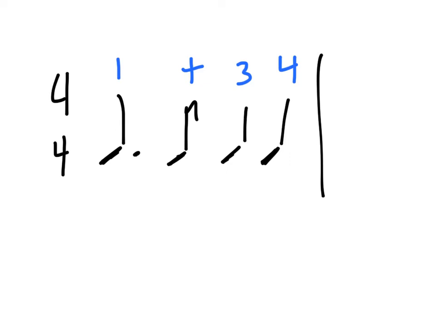But what if we just wanted to put a tie right here? That would mean that this 3, we would no longer say, since this quarter note is tied to this eighth note now. So that 3 goes away. See you later.